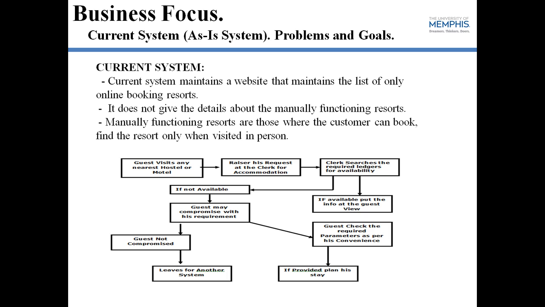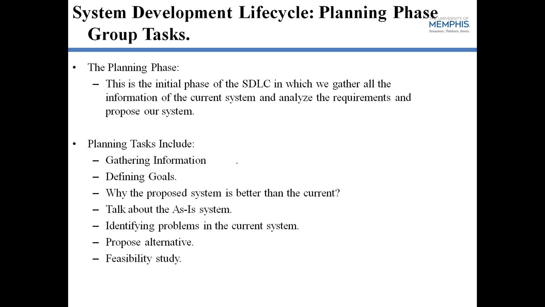Talking about the current system, if a guest goes into a hotel and checks in with the clerk, and the clerk has availability in his hotel or resort, he will allocate a room for that particular guest. In case he doesn't have availability, he will advise the guest to find a new one. This is very frustrating and very painful. So our system will take care of that problem, and it lists all the available rooms or available resorts.